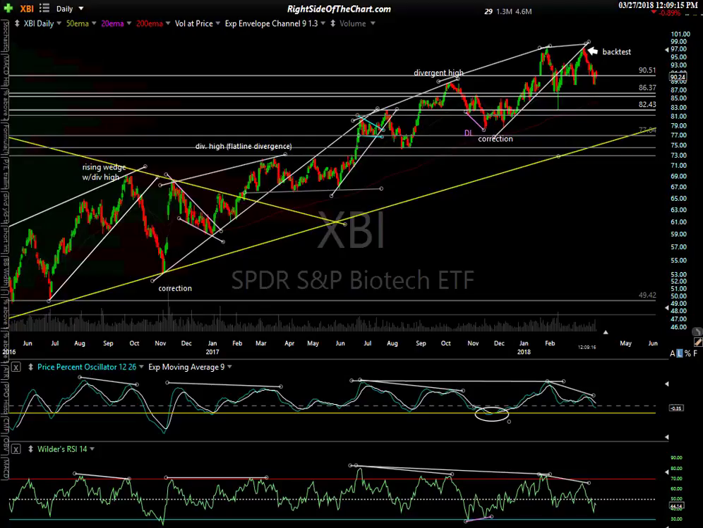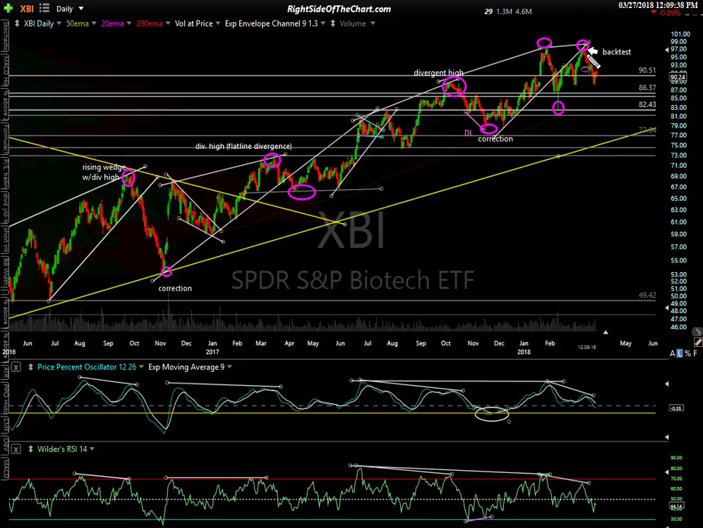and that back test put in another divergent high. So although they're not all labeled, we had a divergent high at this point, followed by a correction, just like we had a divergent high here. Correction again, it's simple: wash, rinse, repeat. Divergent high, correction. And this correction was an extension of the previous divergent high.